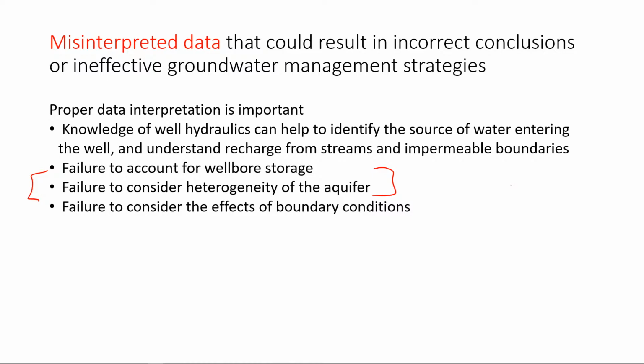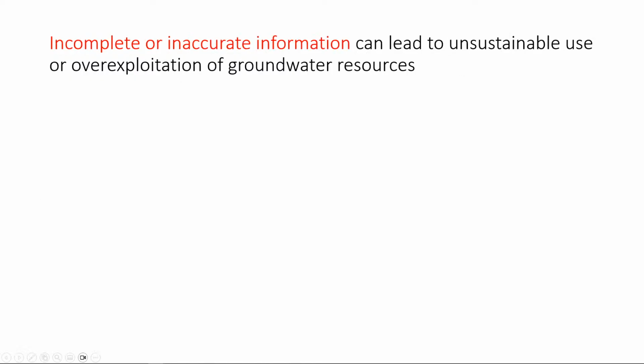Failure to consider the effect of boundary condition. Again, we talked about this. If you have a nearby stream, your water will be recharged from this stream, and if you didn't take this into consideration, that could result in overestimating your hydraulic conductivity. You will get a higher hydraulic conductivity.